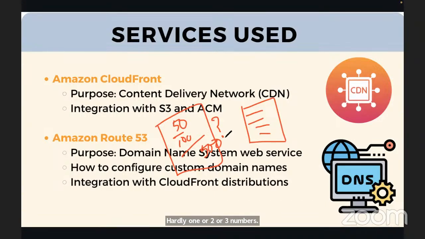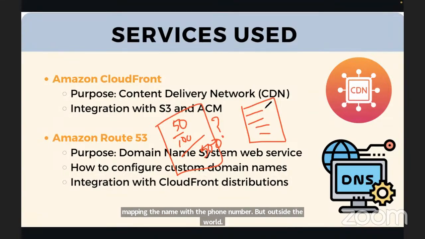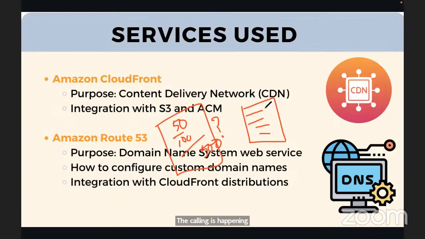But if you want to call someone, you can easily search and call. But how is the call happening? Is the call happening with the name or the actual phone number? In your mobile, you search with the name, mapping the name to the phone number, but outside, in the world, the calling happens with the unique phone number. So that is what this phone book is doing. It is mapping name to IP address.